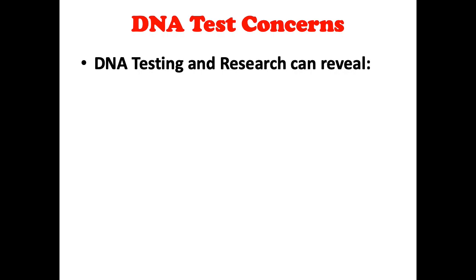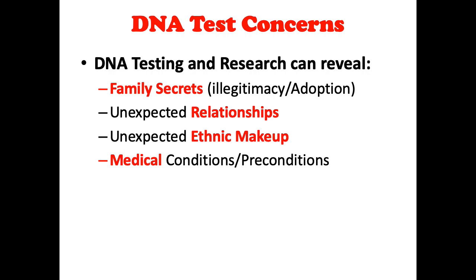Now, I'd be remiss not to say that there are some things you should consider before you take a test. Those are the surprises you're always reading about in the newspaper. You have to be prepared for a surprise. DNA testing can reveal many things: family secrets, somebody's adopted, somebody's illegitimate, your brother's not your brother, or your father's not your father. Unexpected relationships: you get an email from somebody who says, I'm adopted, but I think we're half brothers. Unexpected ethnic makeup: I'm 100% Irish, and then you find out you've got some Turkish or Asian or African in there. So always be prepared for the different surprises that can come out.